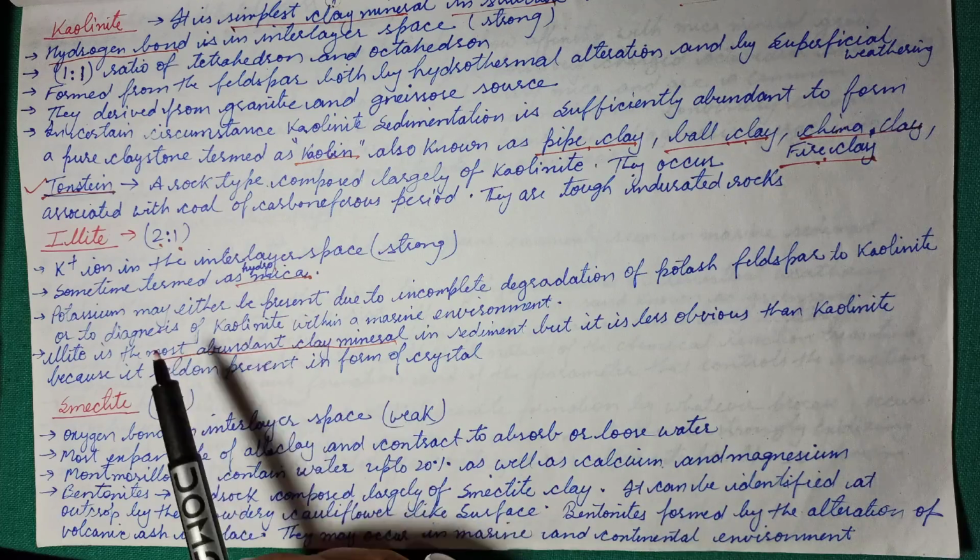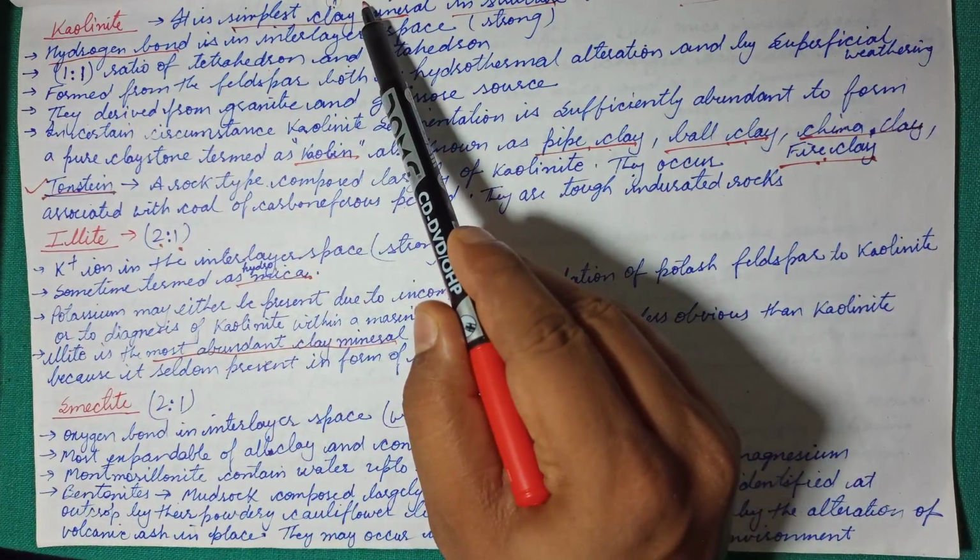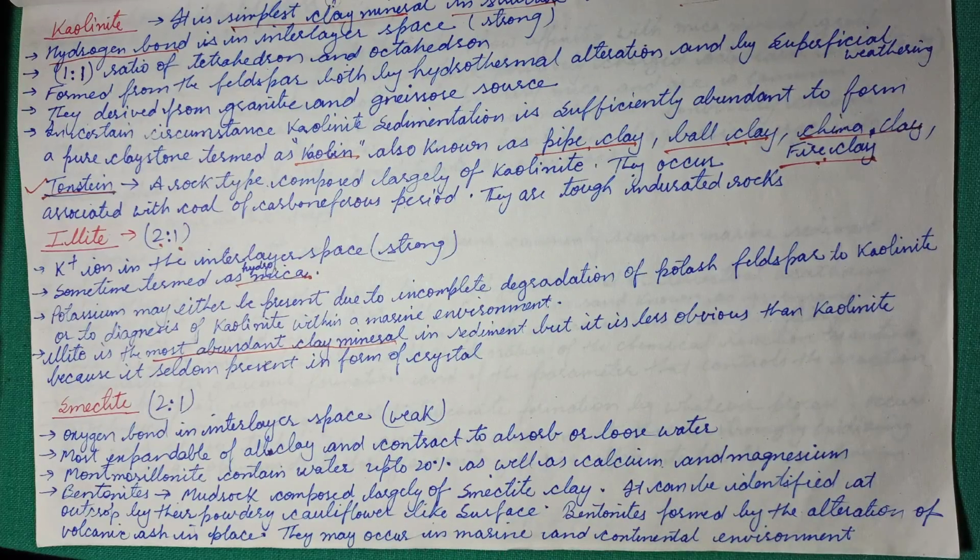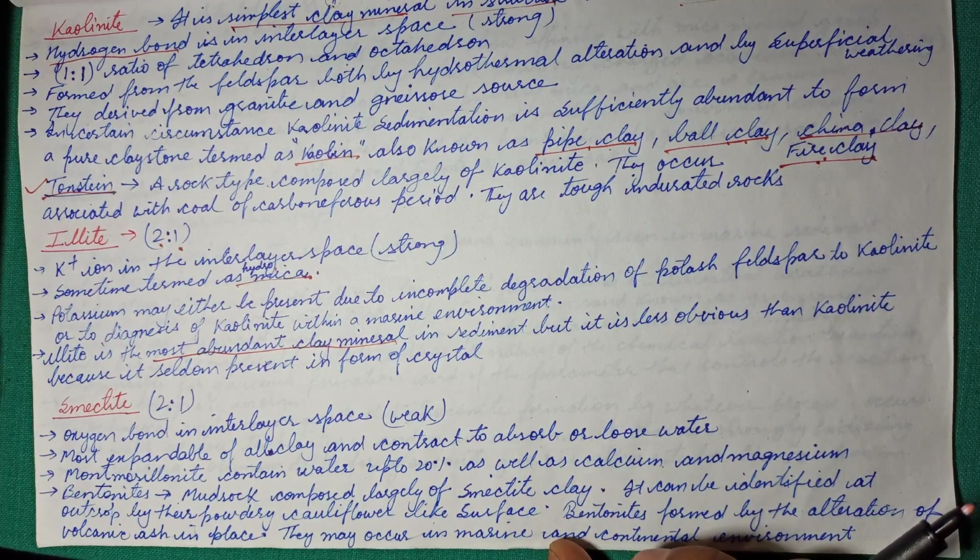Illite is the most abundant, and smectite is the simplest clay. These are the few points which are important. There is no need to learn all the things because actually they are not important, but you need to find what is important, what may be asked in the exam, similar to that.